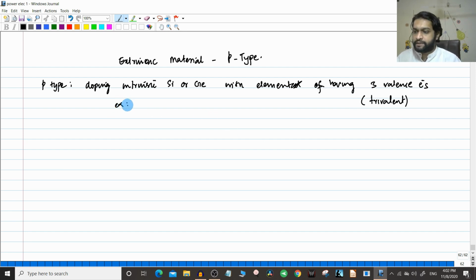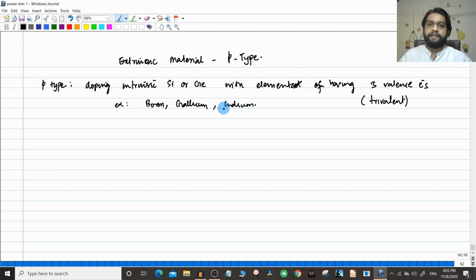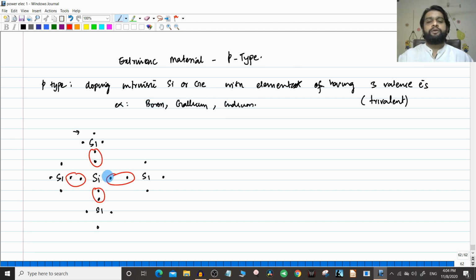What are the examples? The examples are boron, gallium, and indium. These are the commonly available materials which you find in the literature. So how does this work? This is the basic intrinsic silicon, which is highly pure, having the 4 covalent bonds. Now you are introducing the trivalent impurities into this crystal structure.